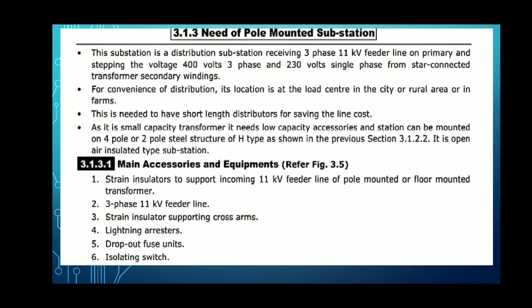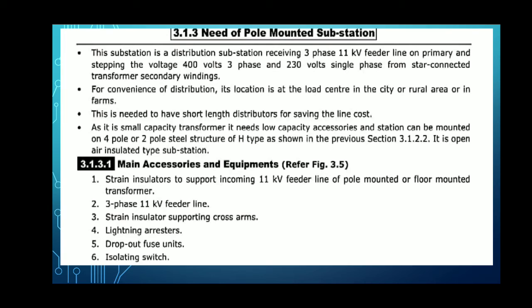Next, we have to see why pole mounted substations are required. So, the need of the pole mounted substation. This substation is a distribution substation receiving a 3-phase 11 kV feeder line on the primary and stepping the voltage down to 400 volt 3-phase and 230 volt single phase from the star connected transformer secondary winding. For the convenience of distribution, its location is at the load center in a city, rural area or farm.